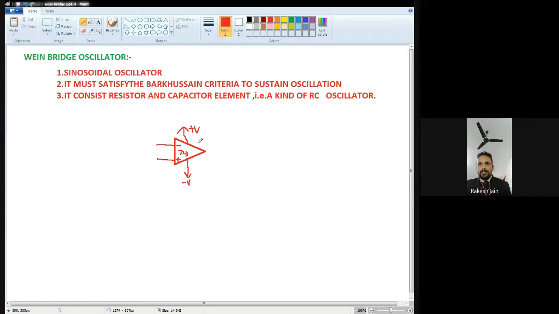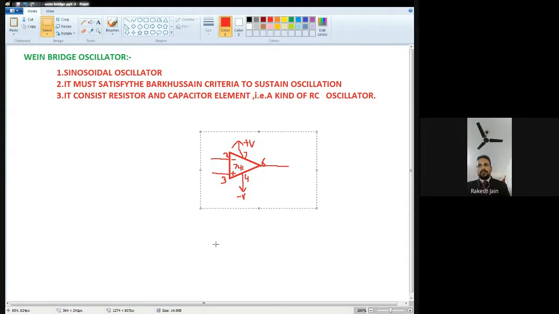I just mentioned the pin numbers also. This is 7, this is 4, this is the 2 number pin, that is the inverting input pin, and this is the 3 number pin, that is the non-inverting input pin. And from the 6 number pin, we will take the output. This is the basic symbol of an operational amplifier. Here we use an operational amplifier for the amplification section.